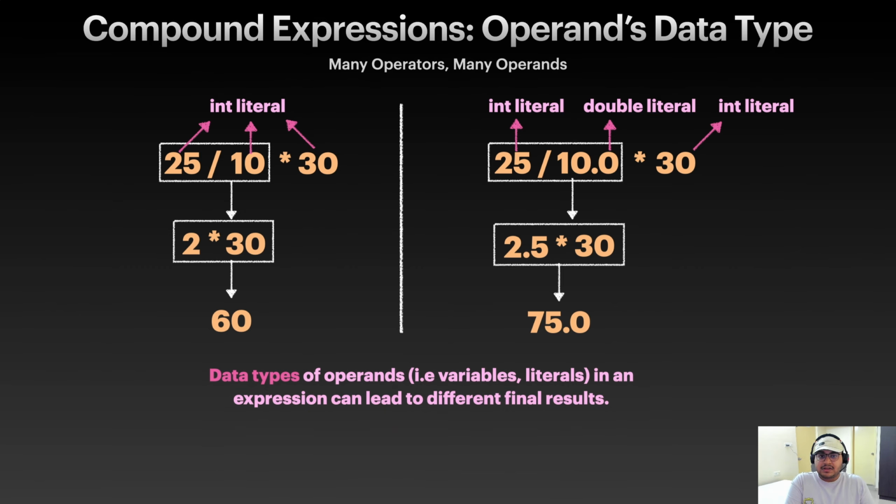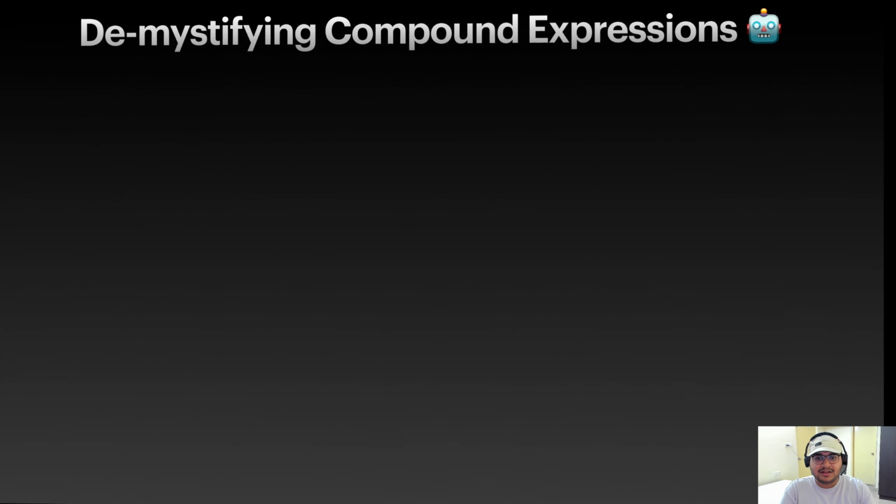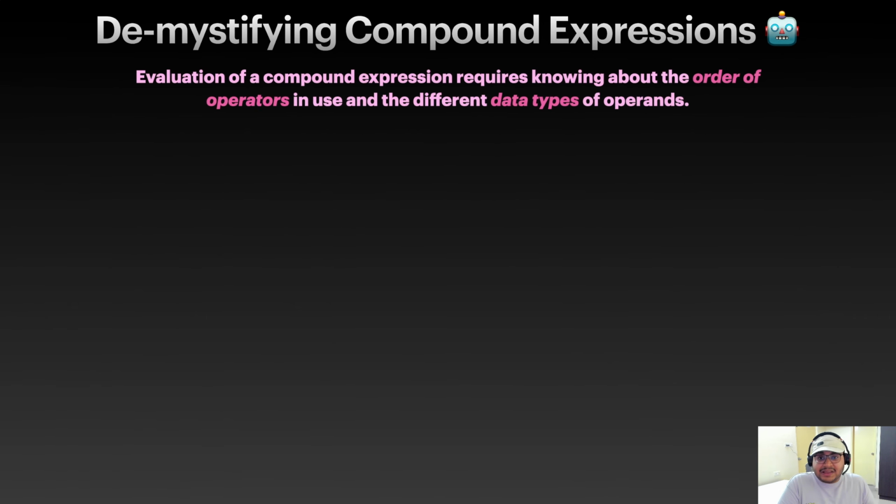Notice the difference. The data type of operands, whether they are literals, variables, or method calls, can also change the final outcome of an expression. From these two examples, we can conclude that evaluating a compound expression requires understanding both the order of operators and the data type of the operands.